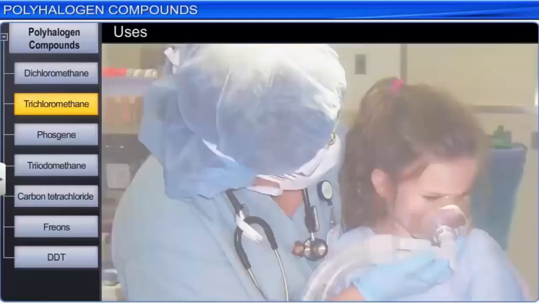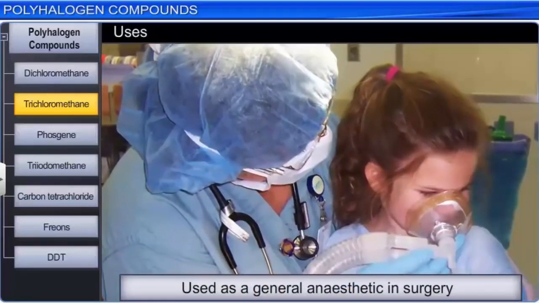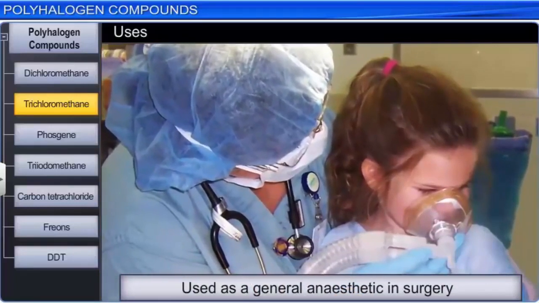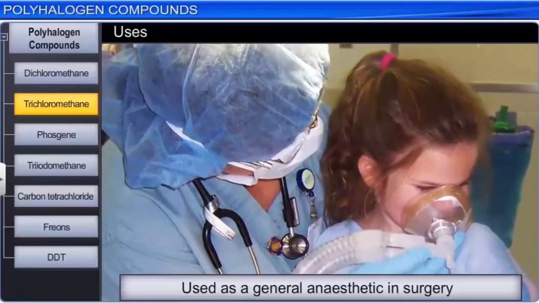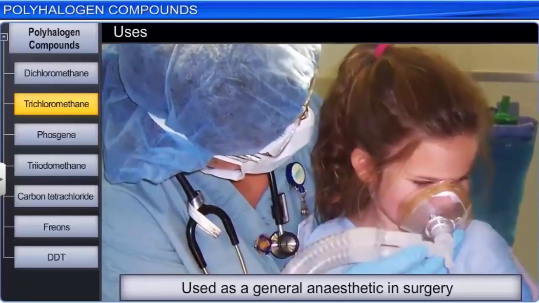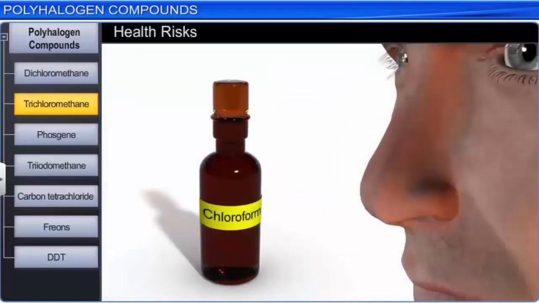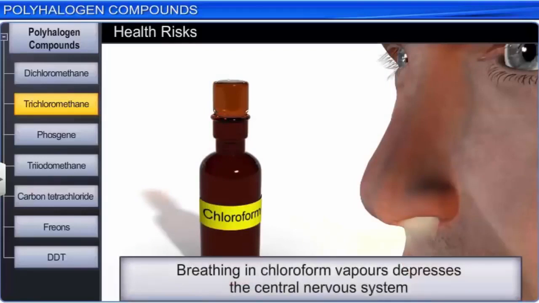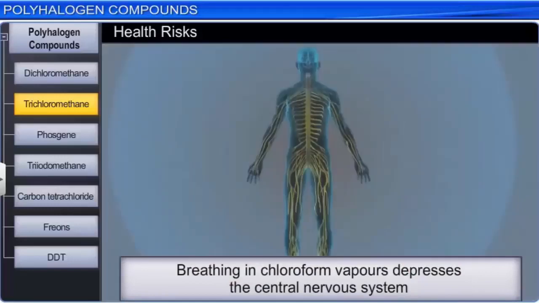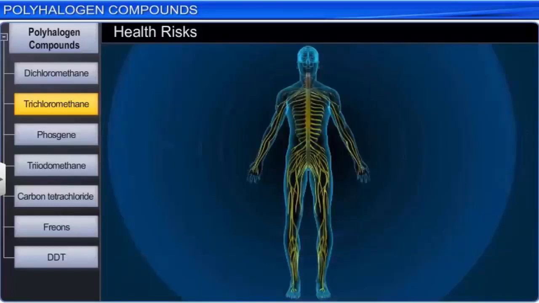Chloroform was once used as a general anesthetic in surgery. However, this use has been discontinued as there are a number of safer alternatives. Exposure to chloroform can cause serious problems to human health. Breathing in chloroform vapors depresses the central nervous system. Not surprising, considering its historical role in anesthesia.